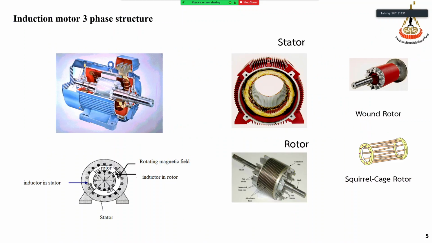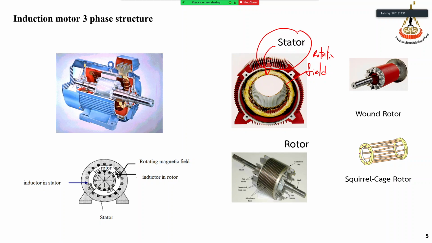Okay, here is the structure of the induction motor. We have two main parts. The first part we call stator, is the coil that produces the field. Here, the stator will provide the rotating field.